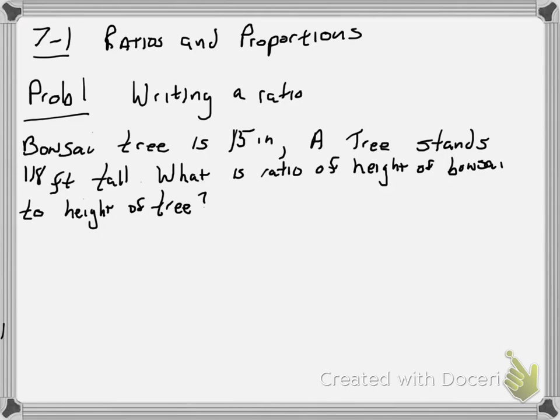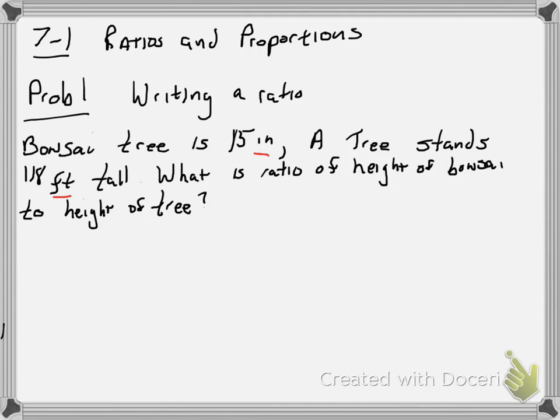7.1 is about ratios and proportions. In problem 1, we're going to write a ratio. They talk about this bonsai tree is 15 inches tall, and a tree that they wanted to compare it to stands 118 feet tall. What is the ratio of height of the bonsai tree to the height of the other tree? Okay, so when we have inches and feet, we have to have the same units.